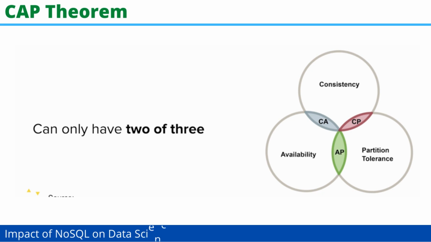Here we can only have two of three. This we already saw: either CA or CP or AP. It is not possible to have more than two guarantees out of three, that is consistency, availability, and partition tolerance.